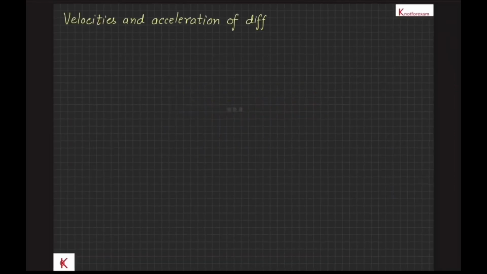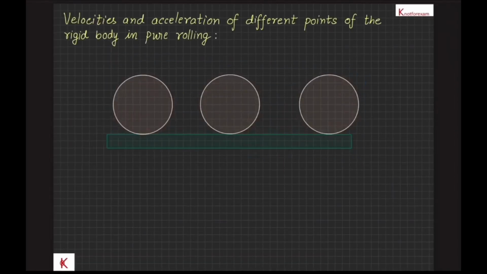We are going to discuss velocity and acceleration of different points in pure rolling. Let's take a look at the given figure of a rigid body in pure rolling moving along a straight line. For continuous pure rolling, v is equal to r omega and a is equal to r alpha. Velocity of any point on the body is velocity of center of mass plus velocity with respect to center of mass, and acceleration of any point will be acceleration of center of mass plus acceleration with respect to center of mass.